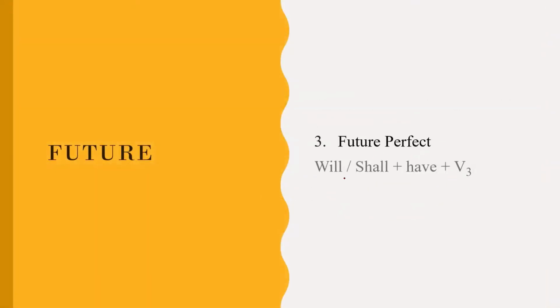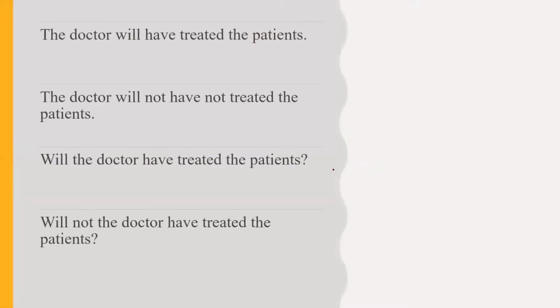Third, future perfect. Formation: will or shall plus have plus third form of verb. Example: the doctor will have treated the patients. This is an affirmative sentence. The doctor will not have treated the patients. This is a negative sentence. Will the doctor have treated the patients? It is an interrogative sentence. Will not the doctor have treated the patients is an interrogative negative sentence.